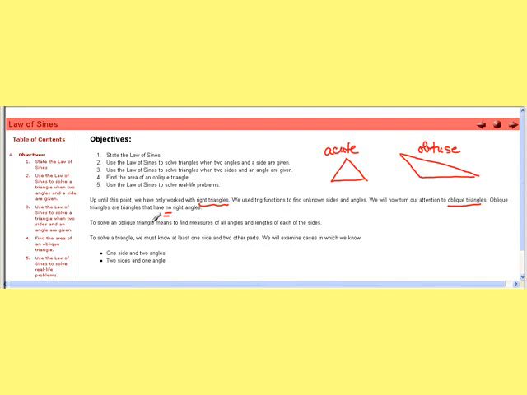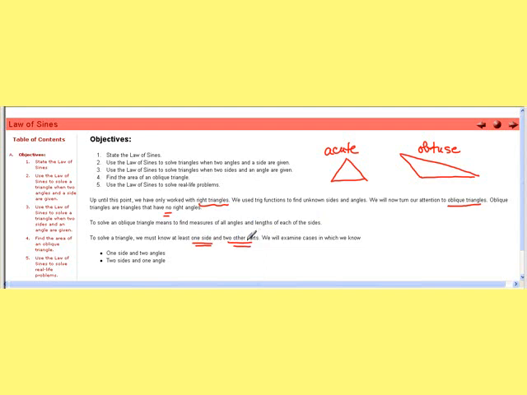Our goal now is going to be able to solve an oblique triangle, which means that we want to find the measures of all the angles and the lengths of each of the sides. Well, to be able to do that, we have to know some of the values from the angles or sides. In fact, we have to know this. We have to know at least one side and two other parts. Those two other parts could be two angles, or two other sides, or an angle and a side.